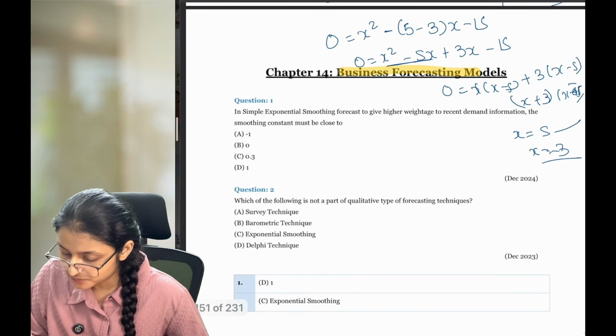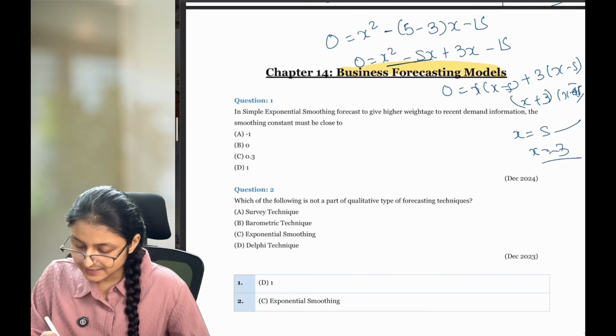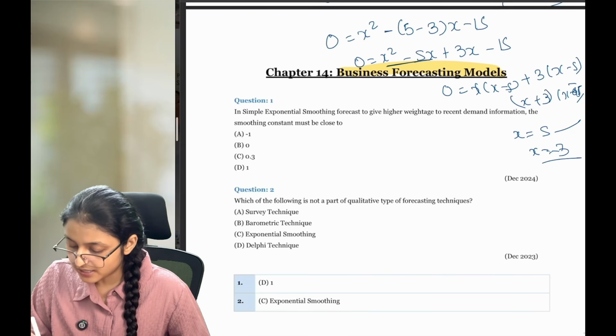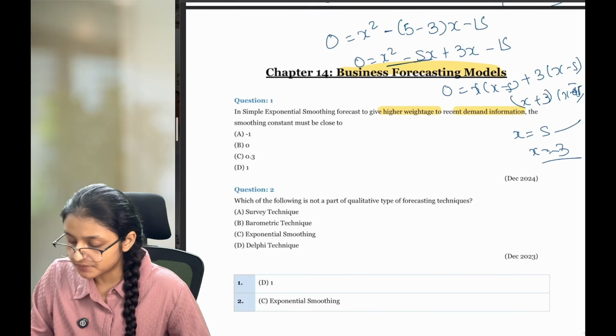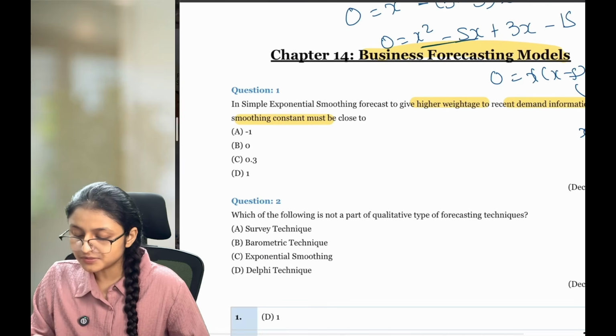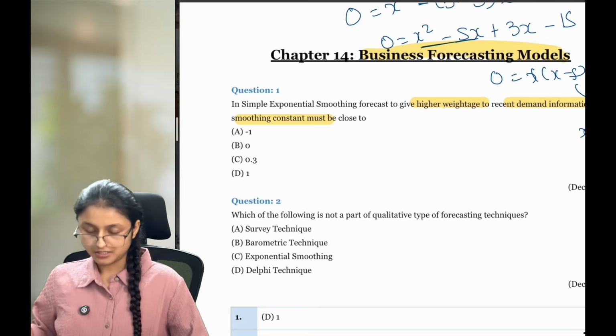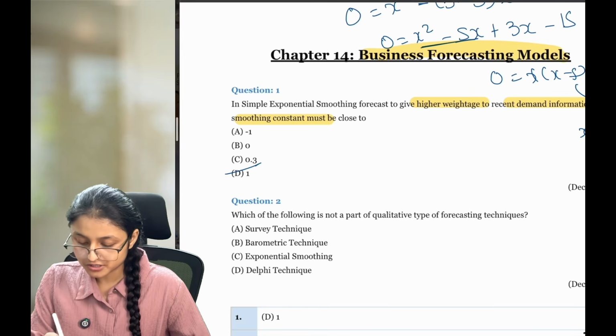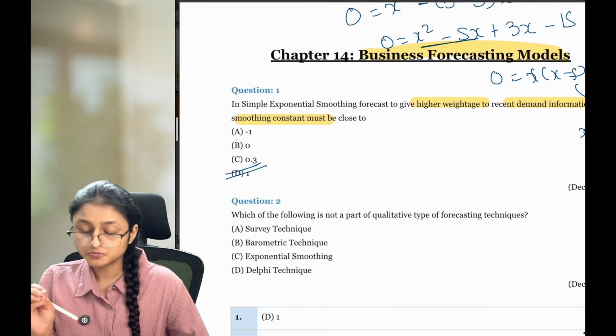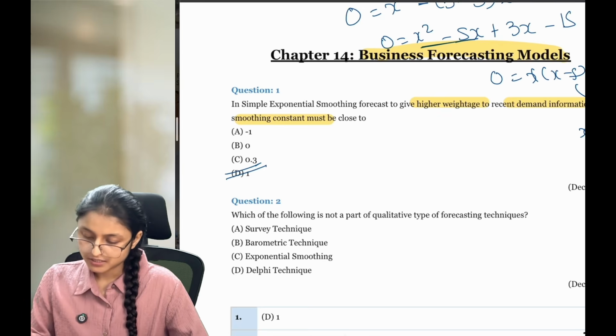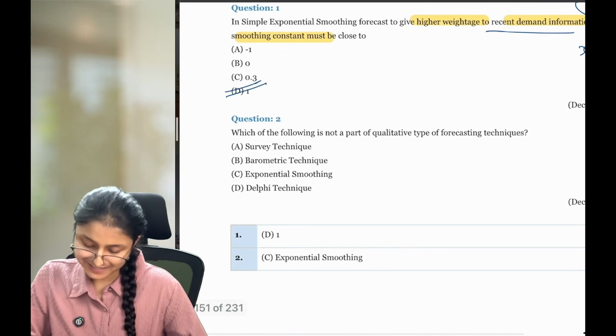Now, we are moving forward to business forecasting models. In simple exponential smoothing forecast, to give higher weightage to recent demand information, the smoothing constant must be close to... if you want to give the higher weightage to your recent information, then you need to use 1. Smoothing coefficient should be closer to 1. Then only your recent demand information will get higher weightage.